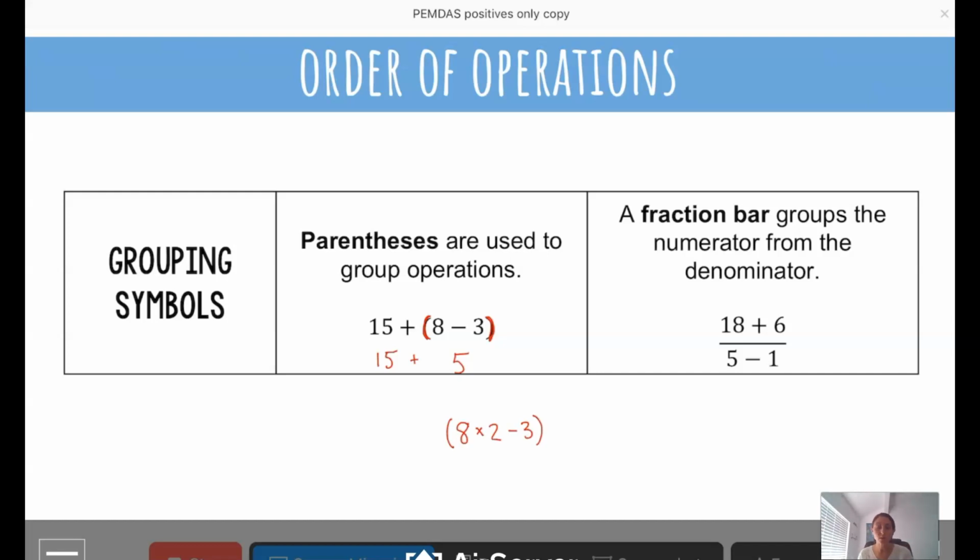It's also important to note that a fraction bar groups the numerator from the denominator. So a fraction bar is almost like one of those grouping symbols. It separates our top expression from our bottom expression, and we have to simplify both of those expressions before we divide.